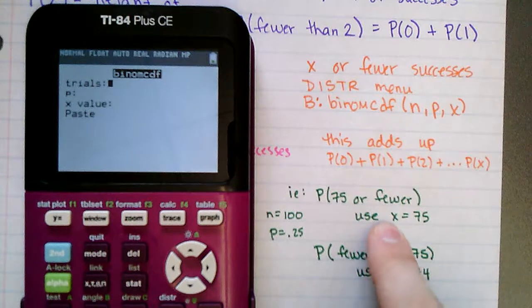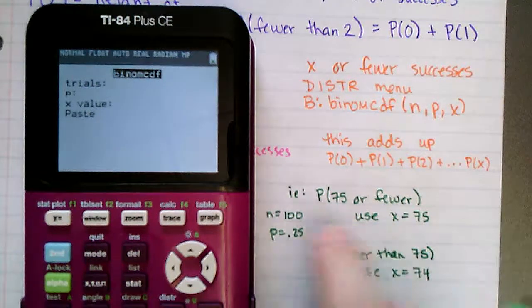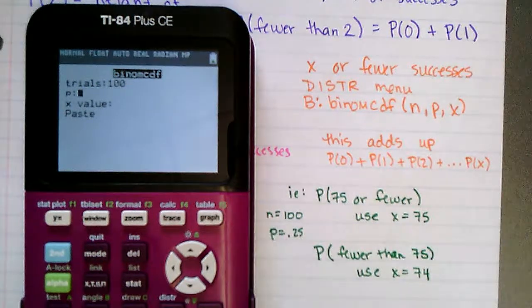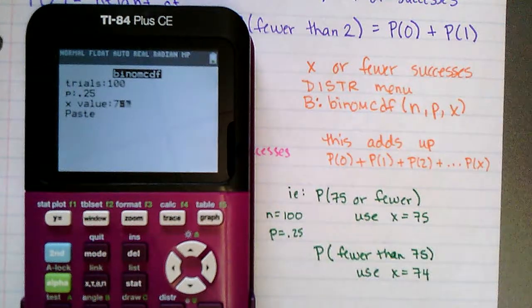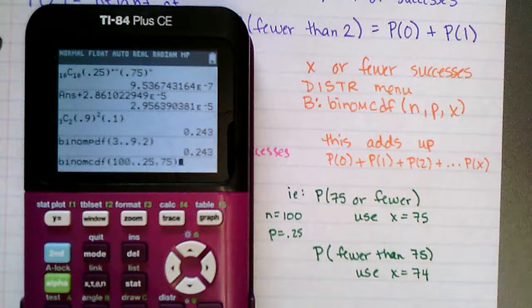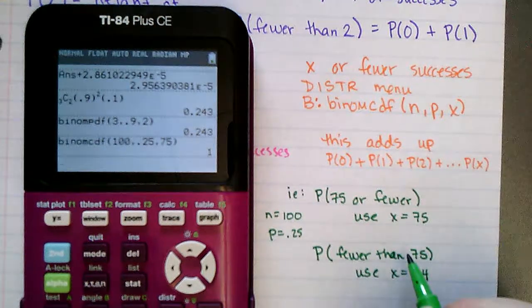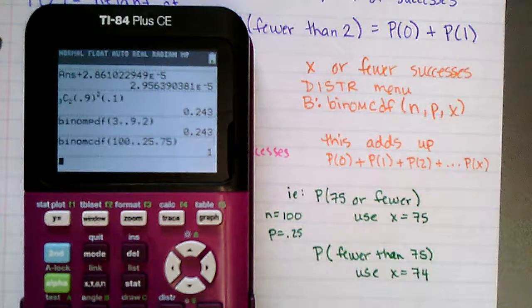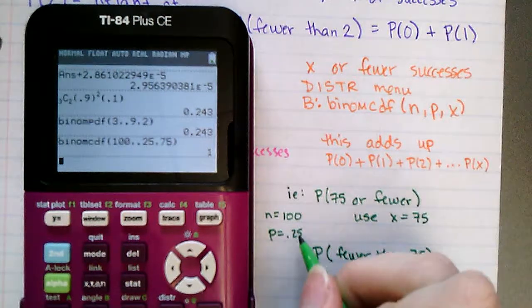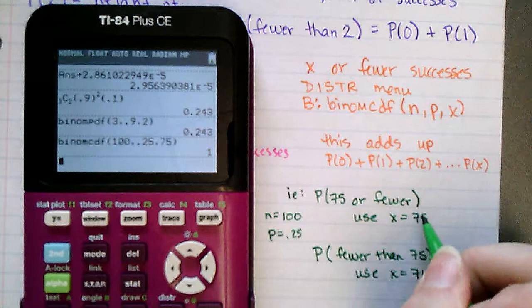And in this case, my number of trials, which is 100. My probability of success, 0.25. And my X value, I'll use 75. Enter. Oh, that probability is 1. Maybe I should use a smaller number.